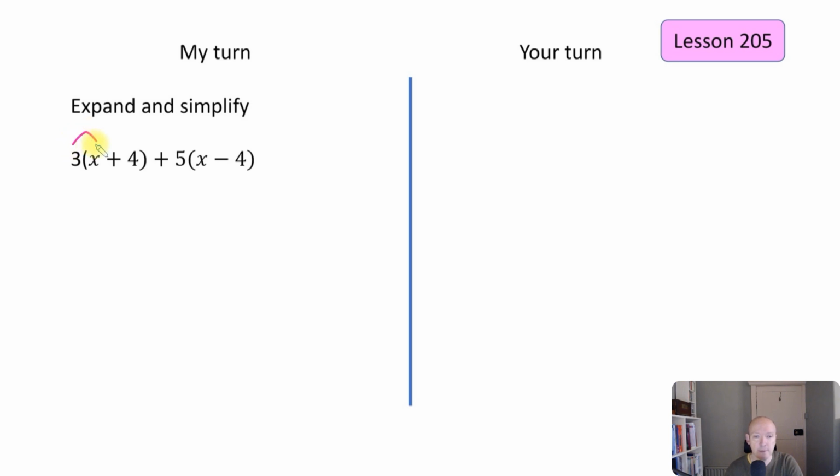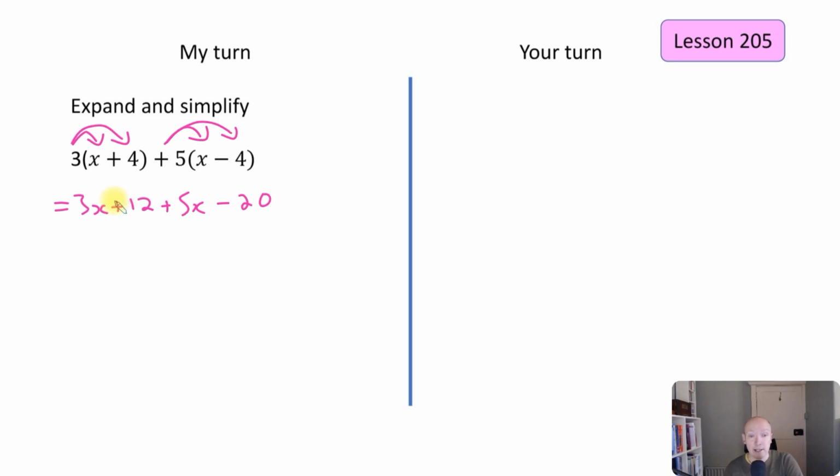So we're going to do 3 times x is 3x. Again, using my arrows, it really helps to remind me that I'm multiplying in each case. 3 times 4 is 12, so positive 12. 5 times x is 5x. Note that's a positive 5 times positive x, so I need to put a plus sign in here. I need to put that, otherwise I'd have two separate terms with nothing linking them. And 5 times minus 4, not 5 take 4, 5 times minus 4 is minus 20.